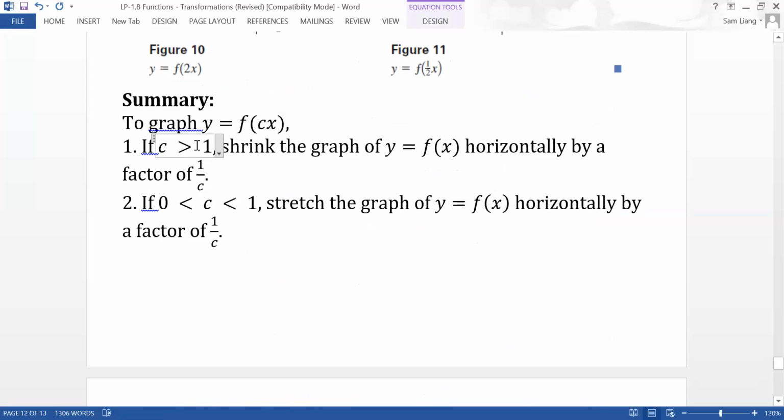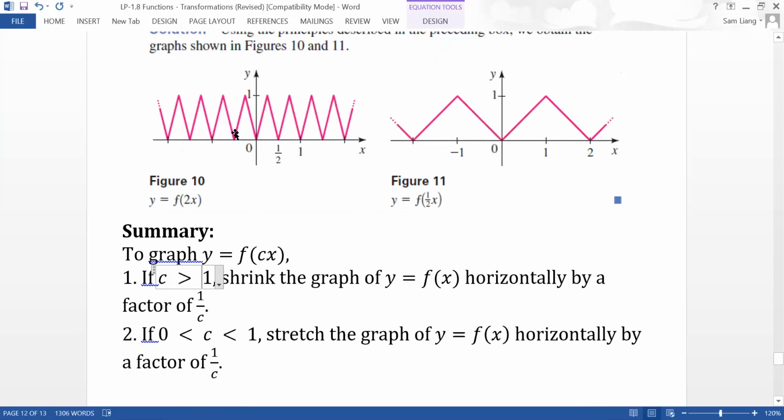So if c is greater than 1, so in our example, let's think of sine of 2x, right? Shrink the graph, so it's going to move more quickly, right? So I know this is not sine of 2x, but it has the same transformation, right? So it gets shrunk, it gets pushed in, right? You shrink the graph horizontally by a factor of the reciprocal. So you shrink it by a factor of 1/2. In the example of our sine graph, it gets pushed in by a factor of 1/2, and it moves more quickly, right?